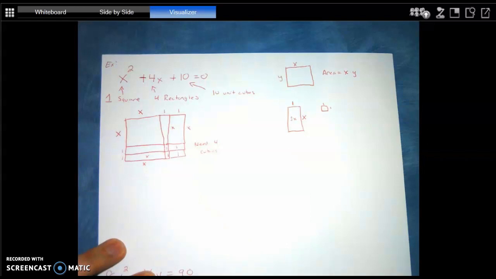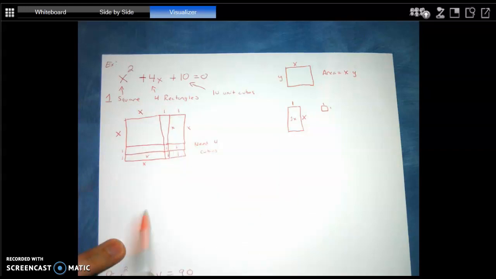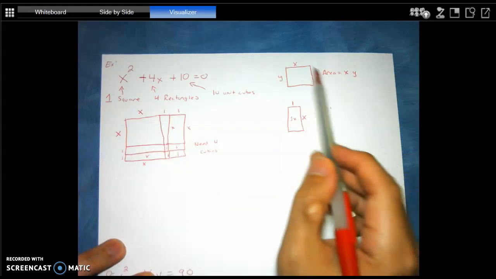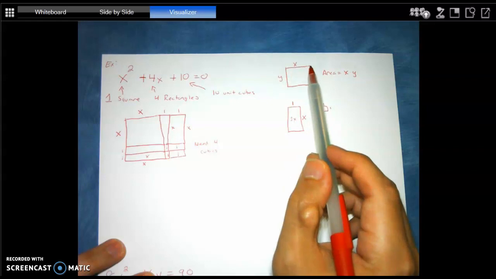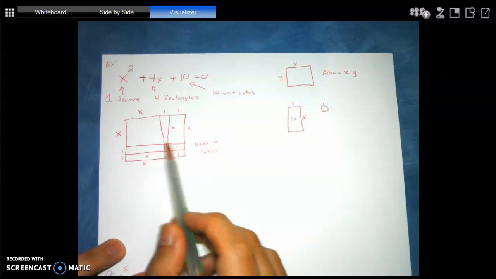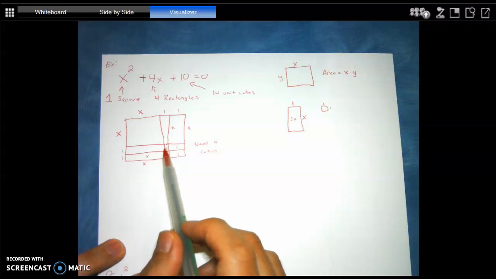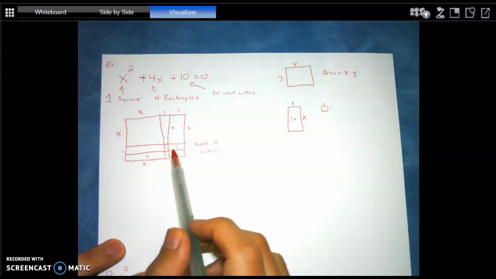Now, if you want to think, well, how could I figure it out? Let's say you had 9 of these. Well, remember, area is always the length times the width. So if you wanted the area of this little square down here, well, I know from here to here is 2. Here to here is 2. 2 times 2 is 4. Oh, that's what I needed.